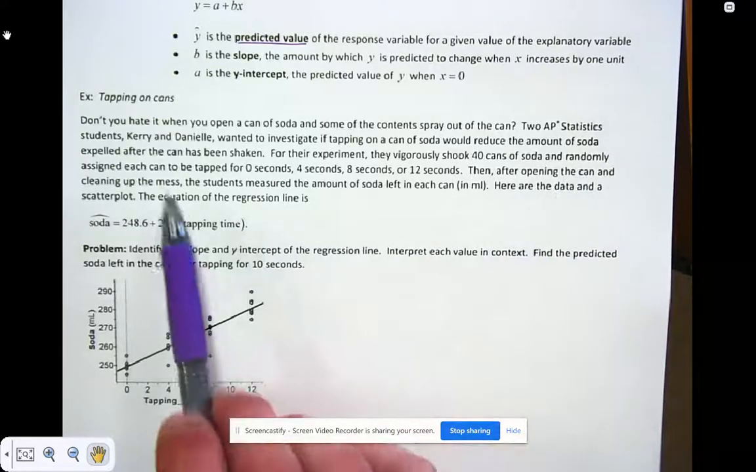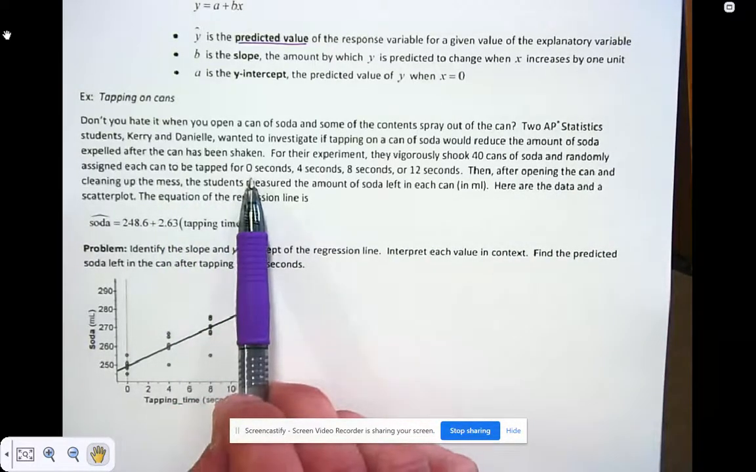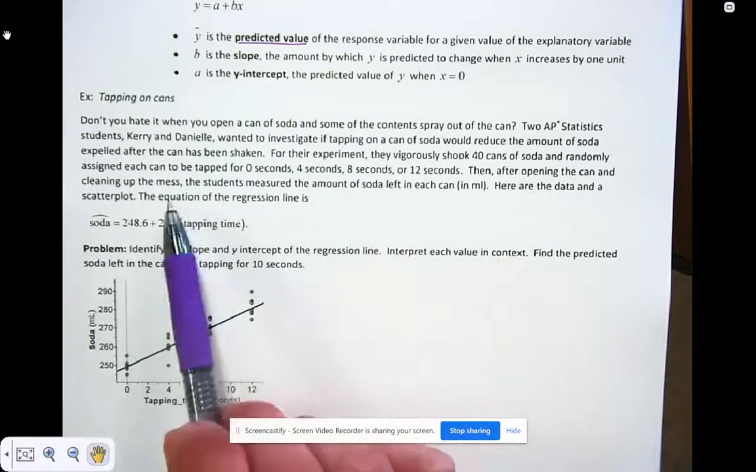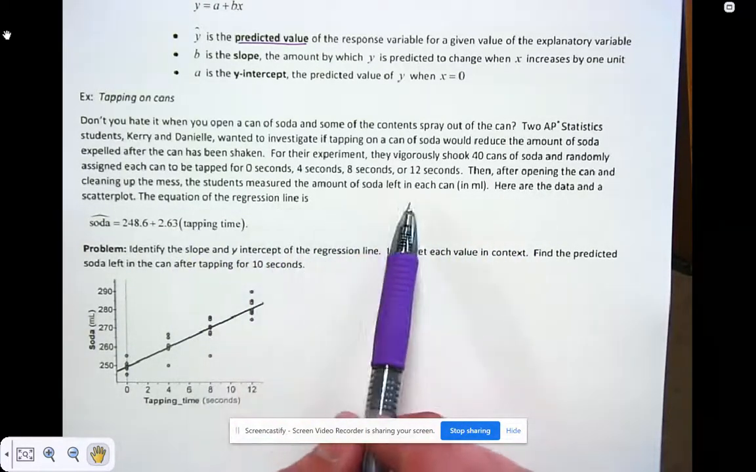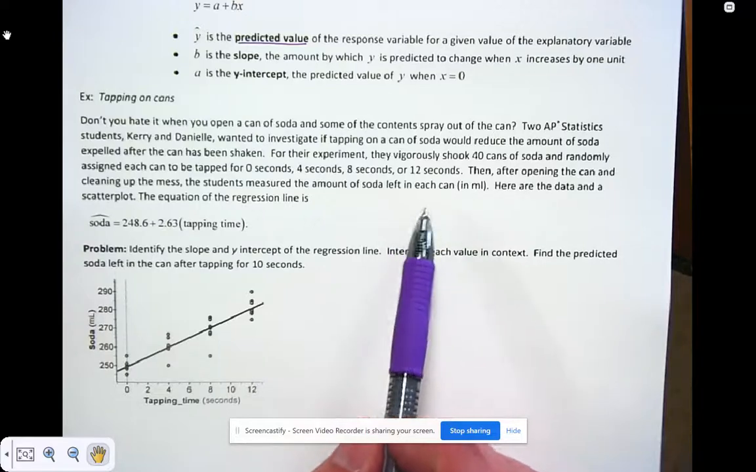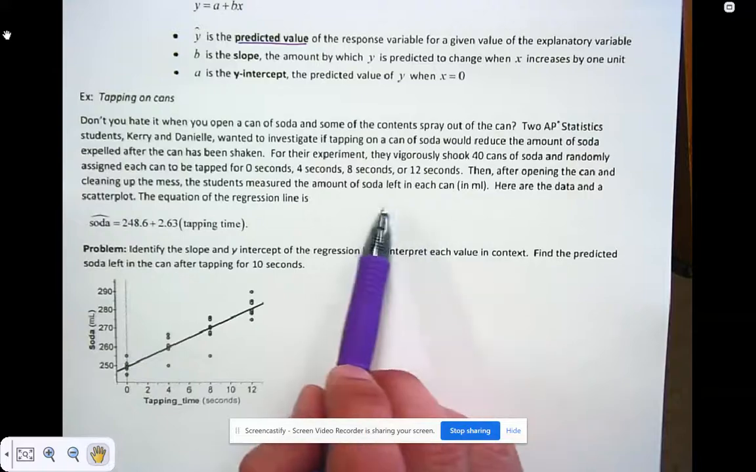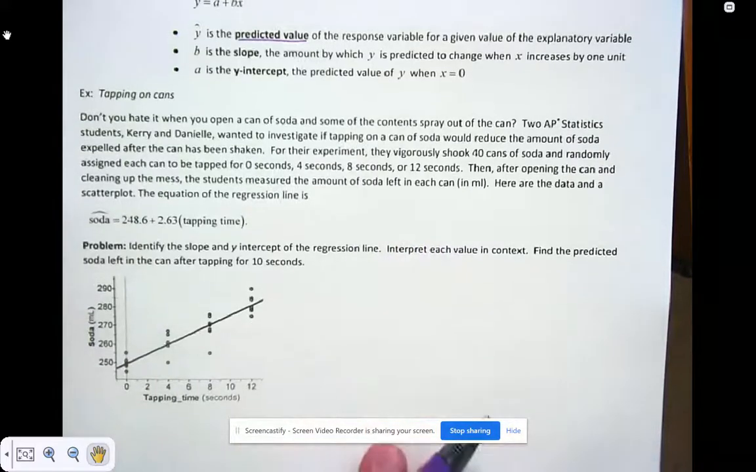They then randomly assigned each can to be tapped on for 0, 4, 8, or 12 seconds. After opening the can and cleaning up the mess, they measured the amount of soda that was left. Because if it fizzes up and explodes, some of the liquid leaves, so they measure what's left. You can see the data below.